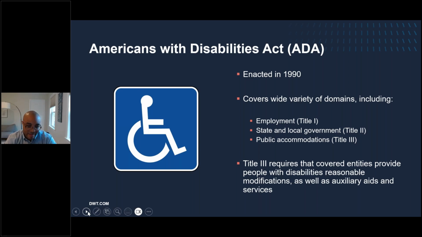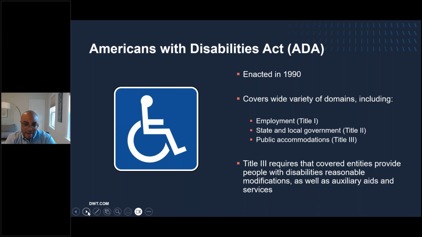And so here on the screen, I've noted a couple of areas. Employment: if you have 15 or more employees, you're subject to certain accessibility requirements. State and local governments have certain obligations. And then most notably, what will comprise most of our discussion here today, public accommodations. Those are places, private businesses, that offer goods and services to the public. Those are also covered under the ADA.